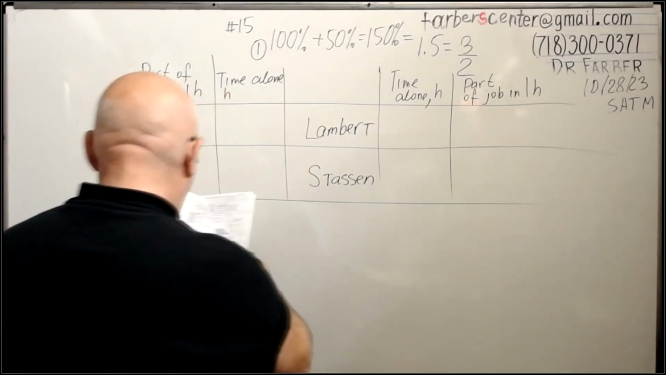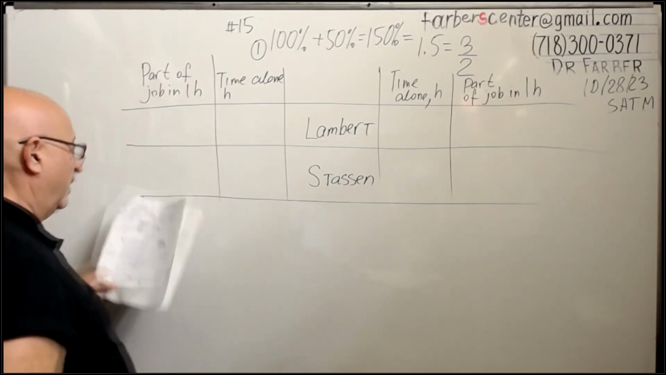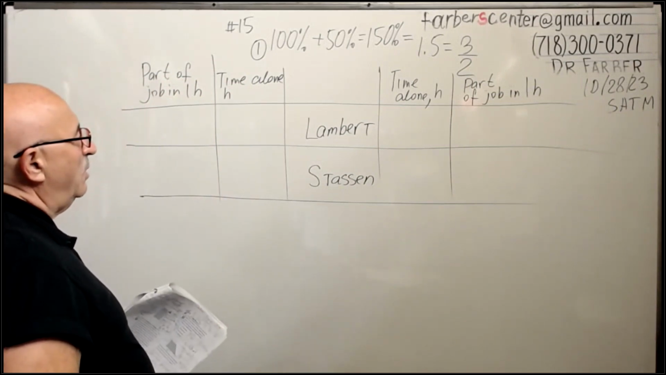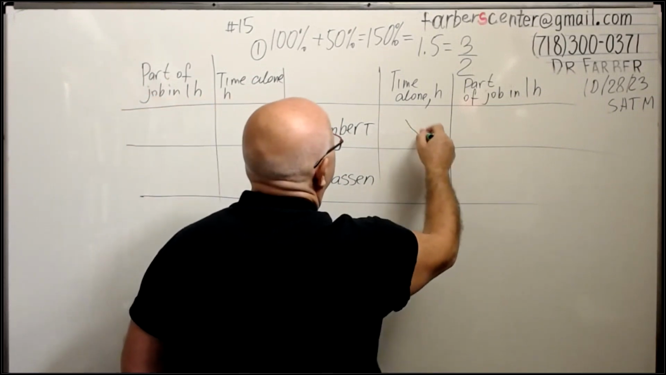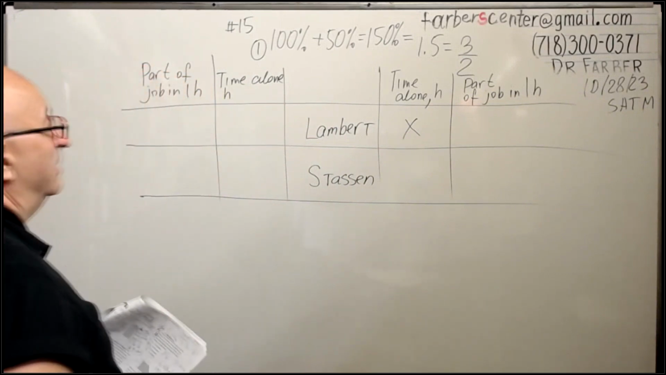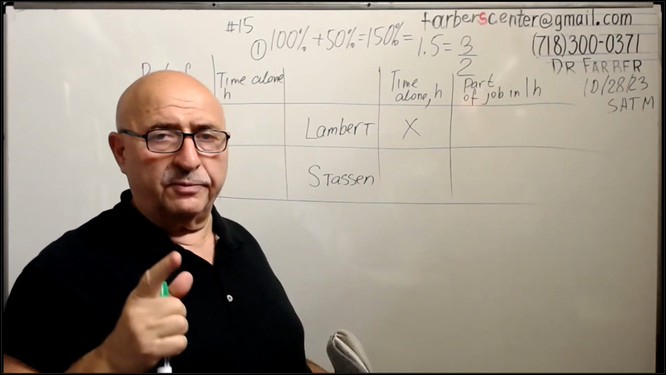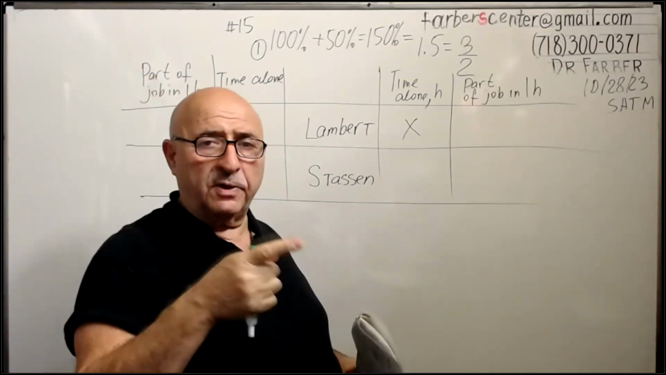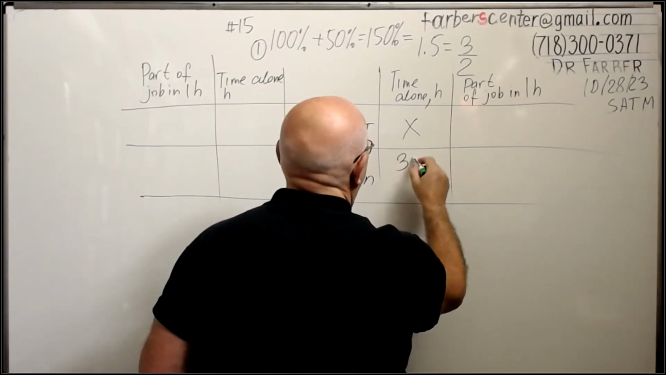Okay. I choose Professor Lambert for x. And since he is faster, it means when faster, time is smaller, right? Don't be confused with this one. Process is faster, time is smaller. And this will be 3/2 of x.